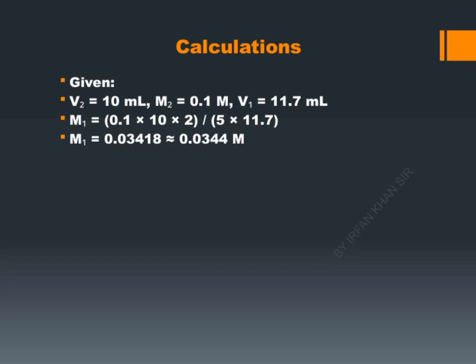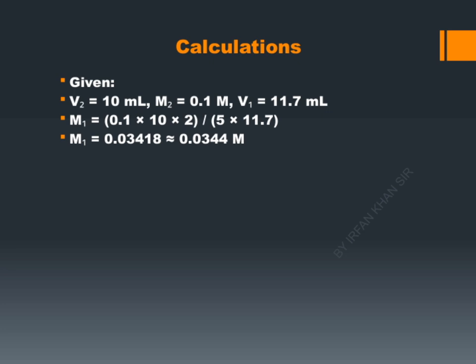All right, let's look at the given values. We have V2, which is 10 milliliters, and M2, the concentration of 0.1 molar. The initial volume, V1, is 11.7 milliliters. Our goal here is to find the initial concentration, M1.